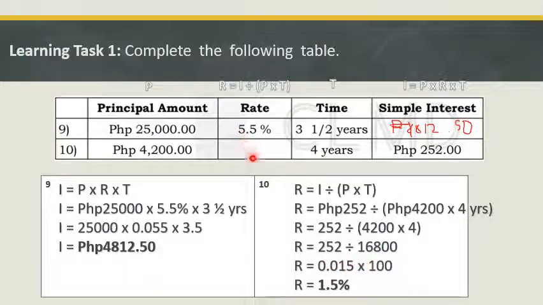So, since ito ay rate, times natin sa 100, so move tayo ng 2 decimal places sa right. 1, 2. So, kaya siya naging 1.5%. So, yun yung ating rate.